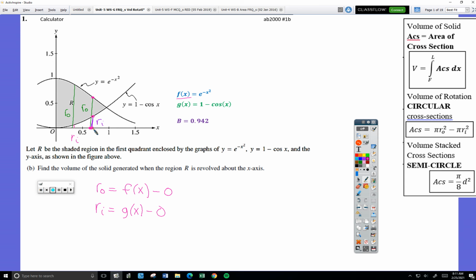Why do both of these formulas contain the variable x? What's the purpose of the x within the formula for the outer radius and the formula for the inner radius? Hands up. Why does each formula have an x? For Jonathan? It's the position on your x-axis. It's how far across it is.